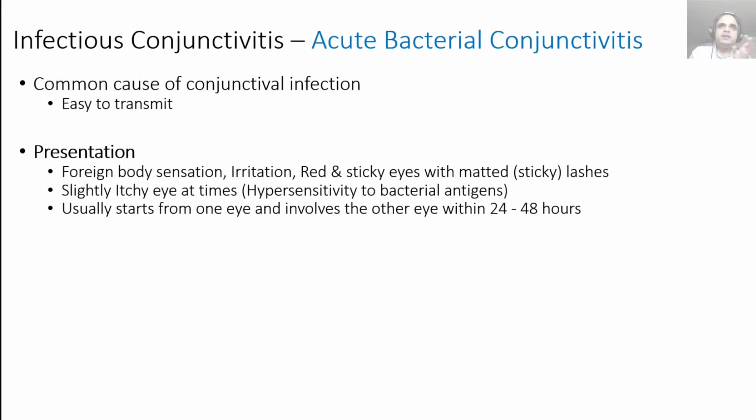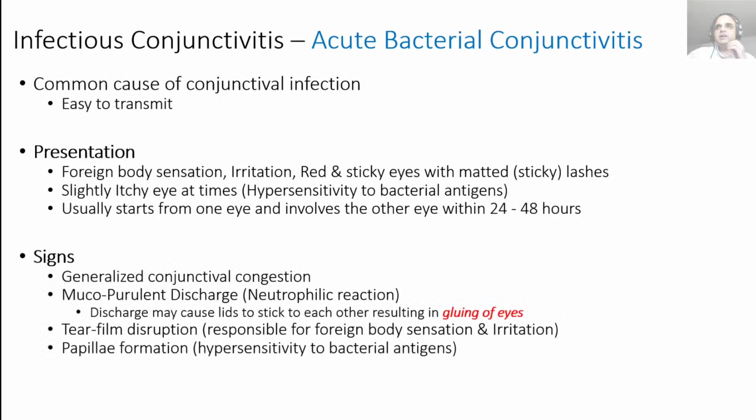It starts with one eye and involves the other eye rather quickly as compared to a viral conjunctivitis, and that's simply because bacteria are quick to replicate. Viruses have an incubation period, need to be intracellular. So the period of spread, or the time between the two eyes, is the spread of the infection from one eye to the other is less in bacterial as compared to viral.